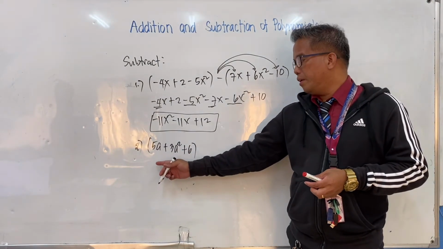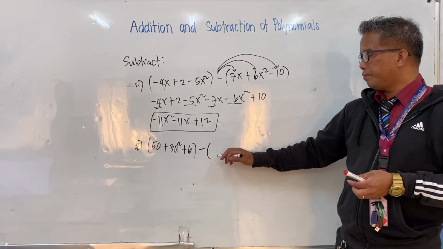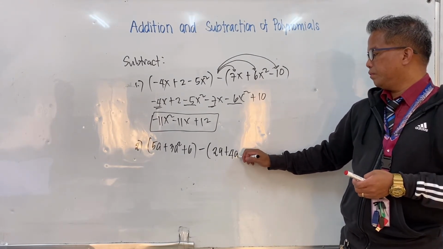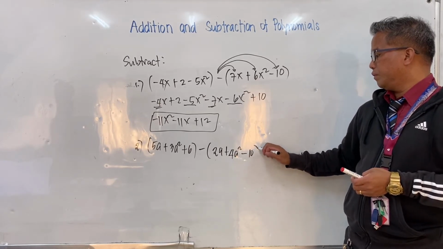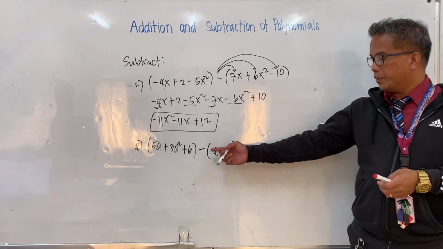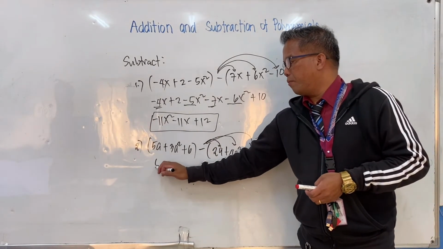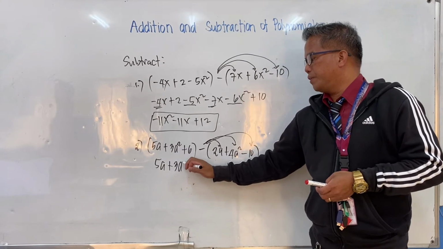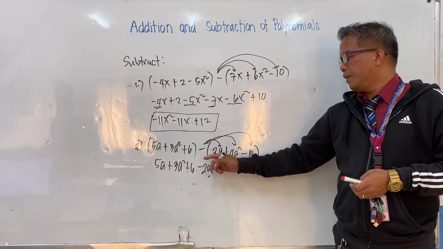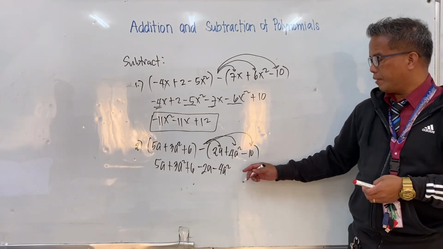So we have 5a plus 3a squared plus 6, then minus 2a plus 4a squared minus 10. First, you need to distribute this. So we have now 5a plus 3a squared plus 6. Negative times 2a equals negative 2a. Negative times 4a equals negative 4a squared. And then negative times negative 10 equals positive 10.